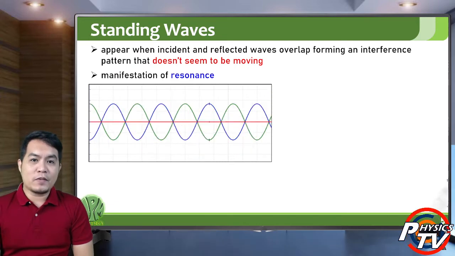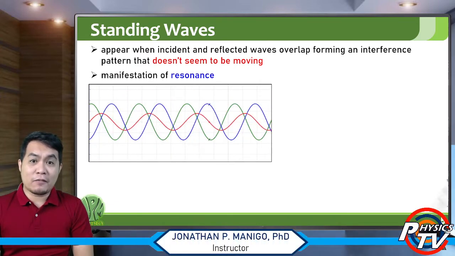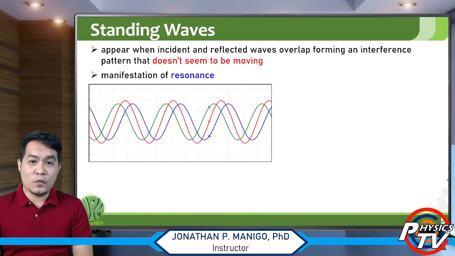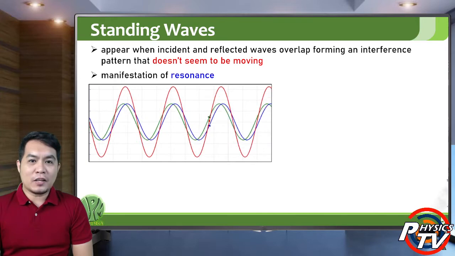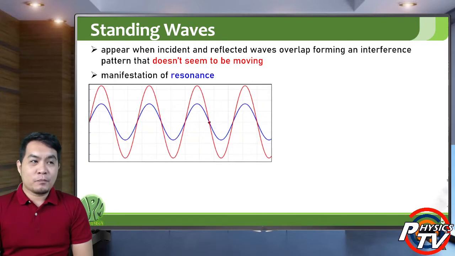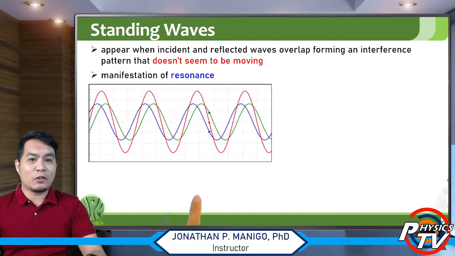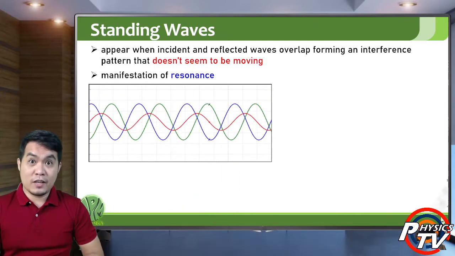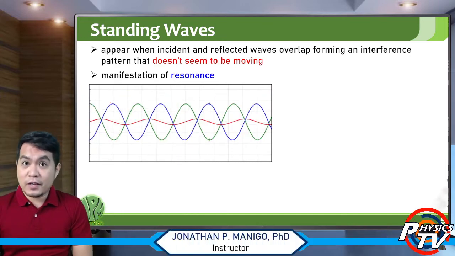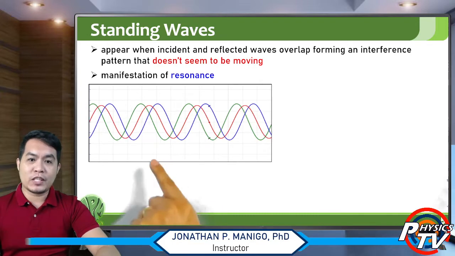So the green waves moving to the right hit a boundary and get reflected and become the blue waves. So you will notice that they will undergo constructive and destructive interference. And the red wave that you see here is the resulting wave, the interference between the incident wave, the green wave, and the reflected wave, which is the blue wave.